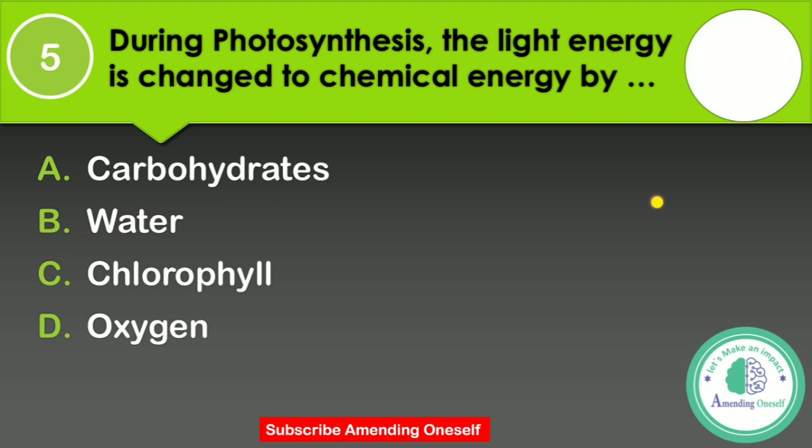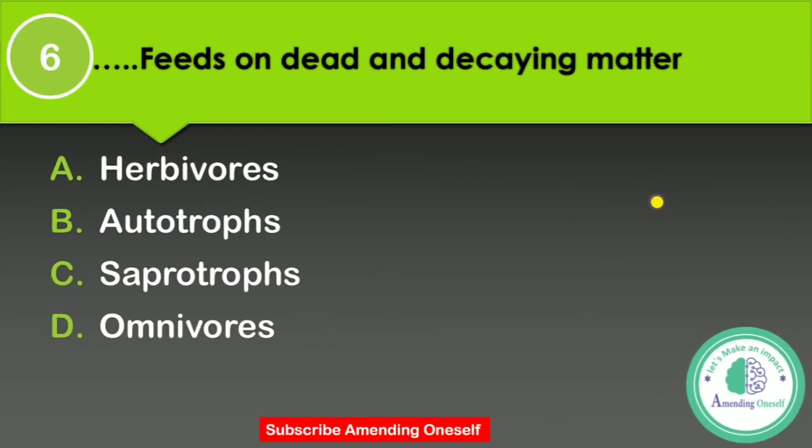Time's up. Question number 6. Blank feeds on dead and decaying matter. I repeat the question. Question number 6. Blank feeds on dead and decaying matter. Option A, herbivorous, option B, autotrophs, option C, saprotrophs, or option D, omnivorous.